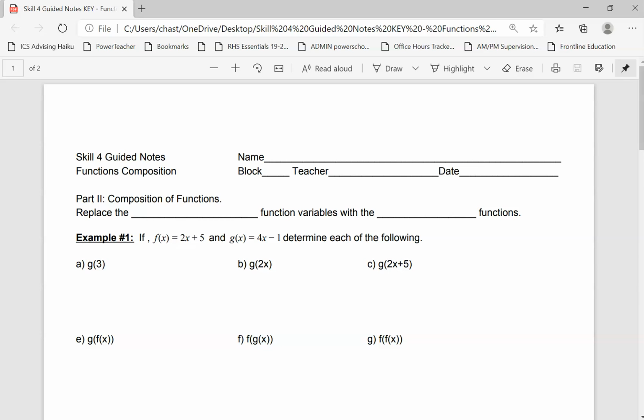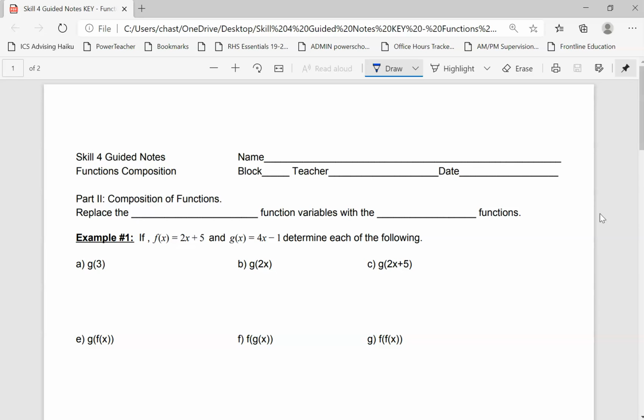Hello, Algebra 2 students. Today we're going to look at Skill 4, which will be about composition of functions. We did function operations in the last class, and we're going to start by reviewing how to work with plugging something into a function. Then we'll talk about what it means to plug a function into another function.